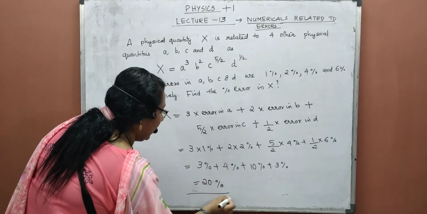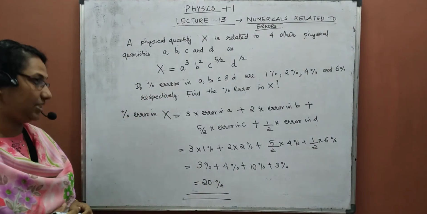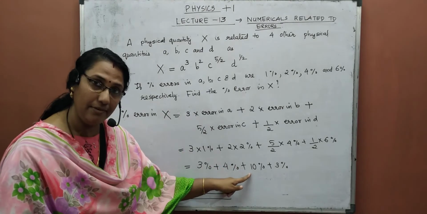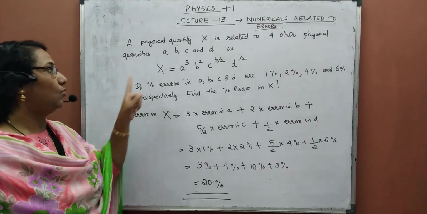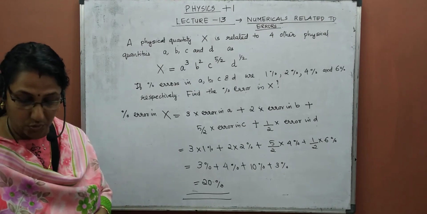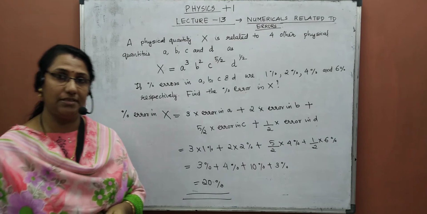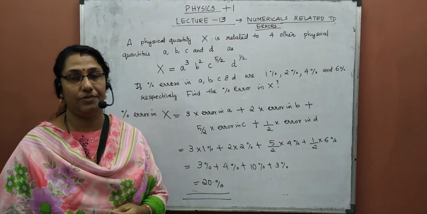So what is the error in X? 20 percentage. So when a quantity with its power is given, just multiply the power into the error in that measurement.